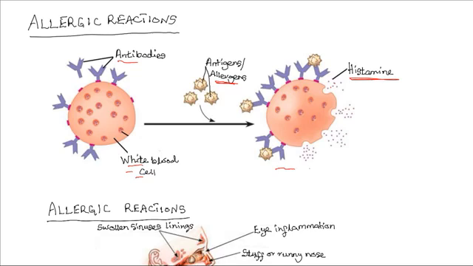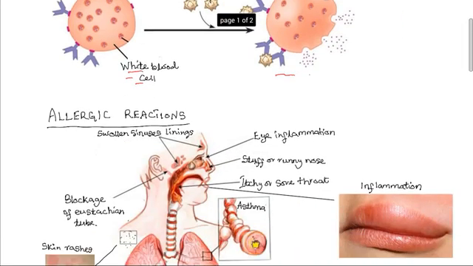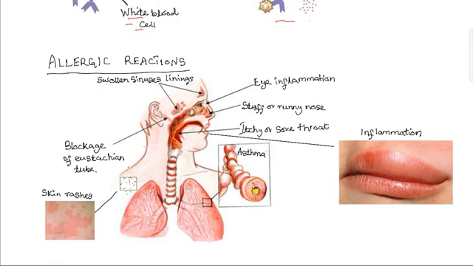Can have stuffy or runny nose, itchy and sore throat. Parts of the body like the lips may get inflamed. The respiratory tract may also get swollen and constricted, leading to asthma, where you have difficulty in breathing as a result of an allergic reaction. So the walls swell and the lumen of the respiratory tract becomes narrower, making breathing quite difficult. There may be development of skin rashes.